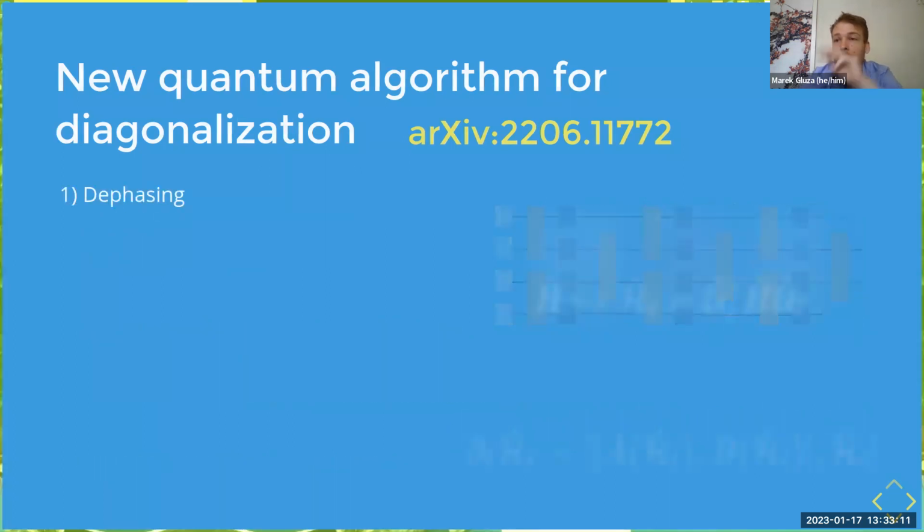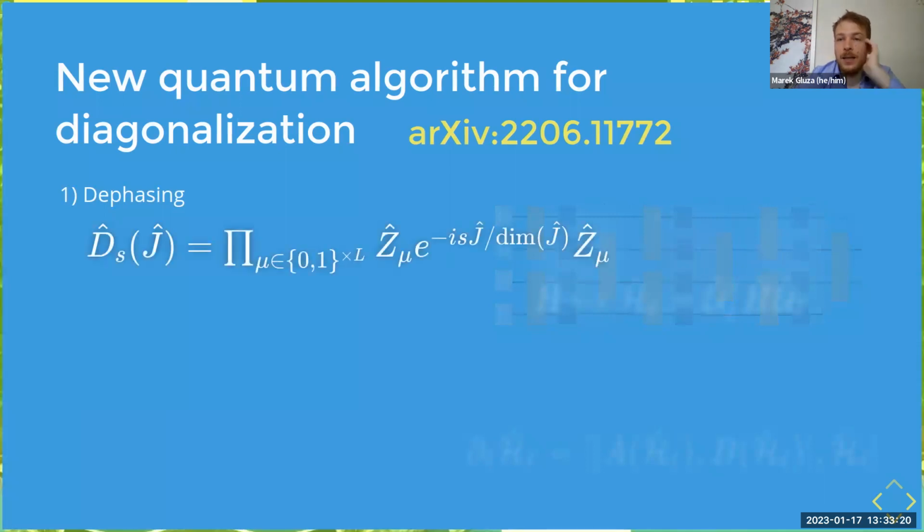Okay, so there will be three ingredients to building that quantum algorithm. The first ingredient I refer to as dephasing, and the idea is that if you have a generator of dynamics, then you want to evolve under the dephased generator. That's one component that I will need. And here I'm only flashing a formula, and later the whole point of the talk is to tell you what that formula means and how to use it to build a useful quantum algorithm.